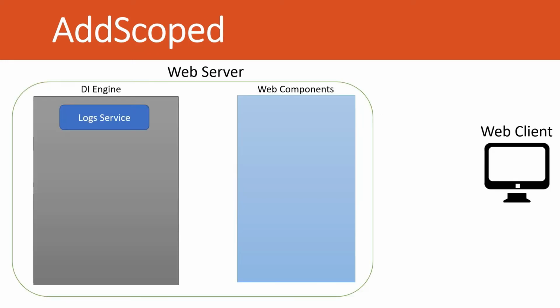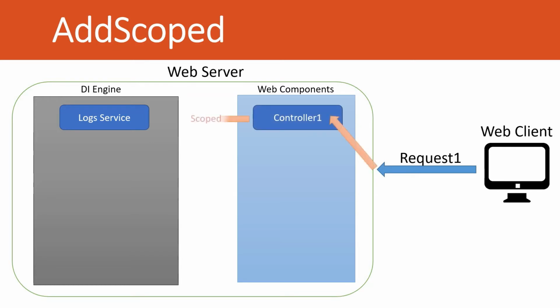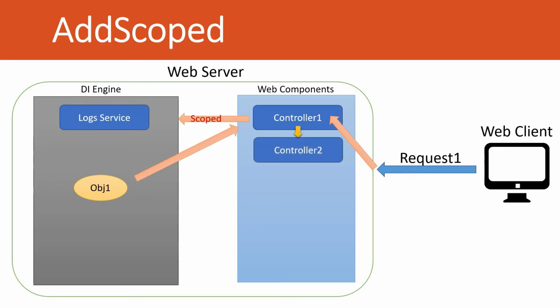The next one, add scope. Let's see what happens in the add scope case. The web client will do a request that goes to controller 1, and the controller requests the DI engine. It will process, it creates object 1, and the same process continues.